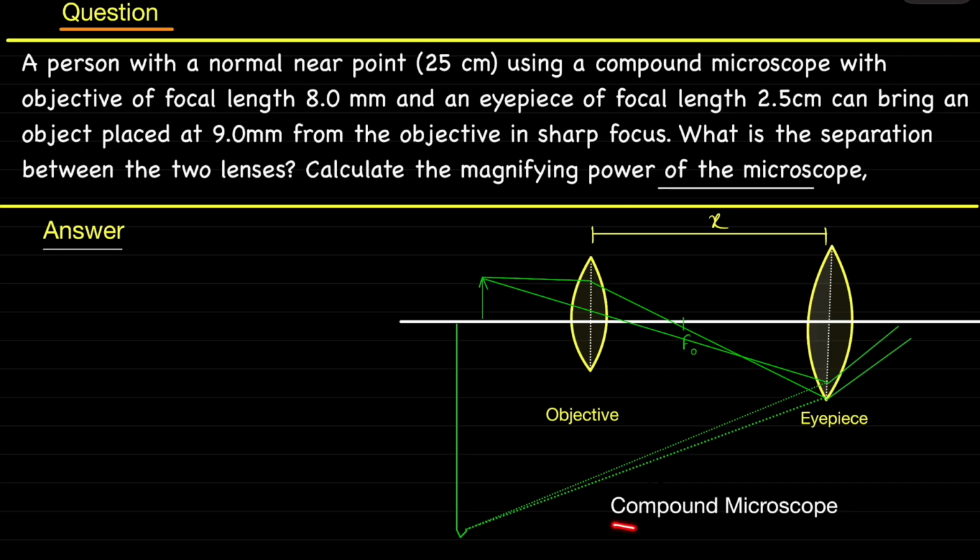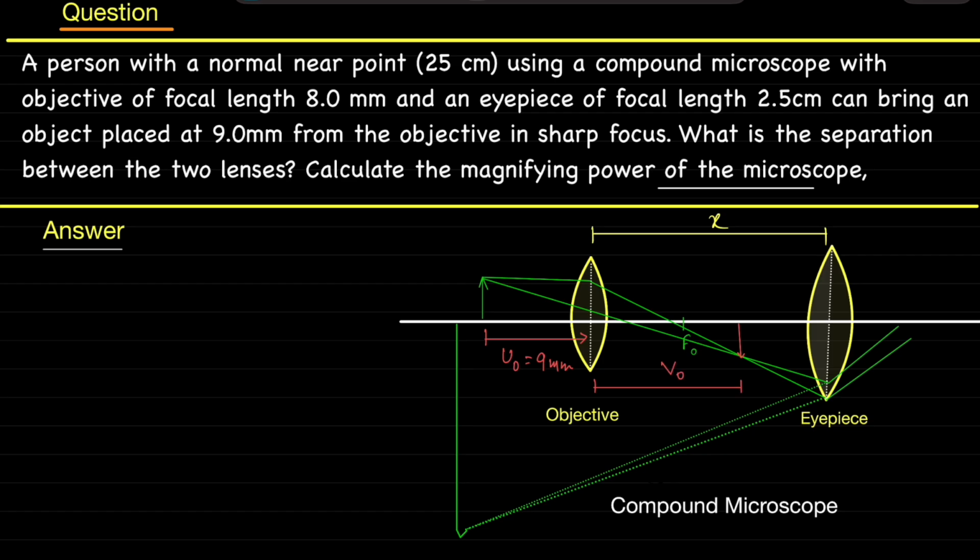This is our compound microscope. Here is the objective. This is objective and this is our eyepiece. Object is placed, this is the object, and according to the question, the distance of the object is given as 9 mm. If these two rays will meet at a point, let's take here it is meeting. So at this point, the image is formed by the objective. So we can mark this distance as VO.